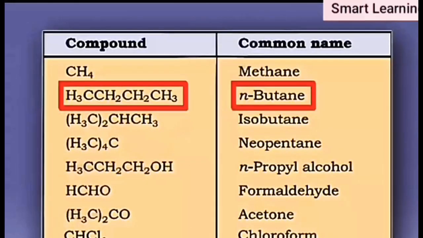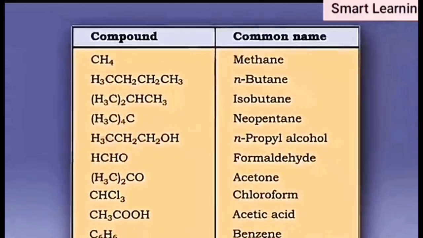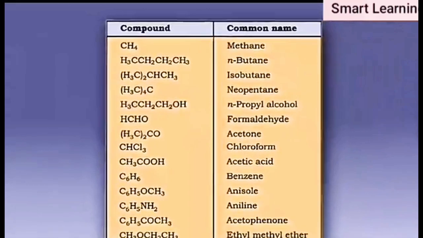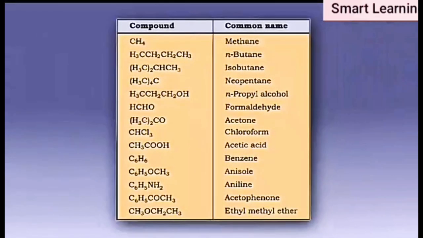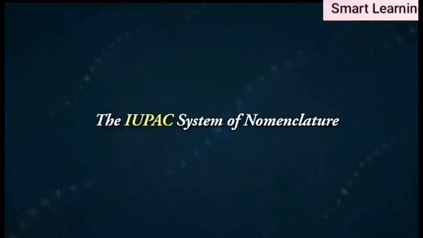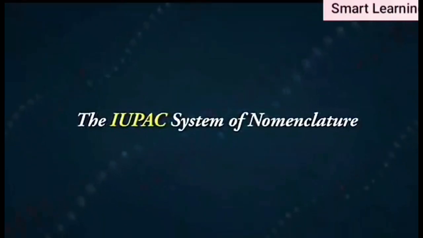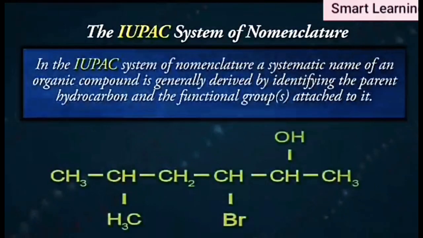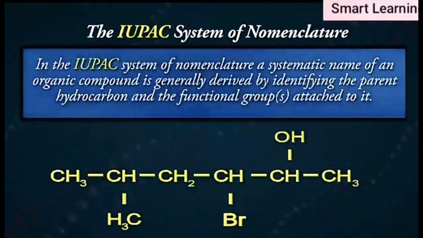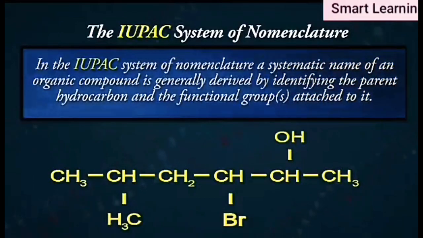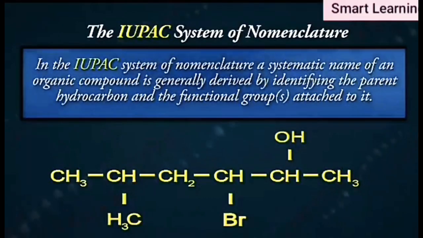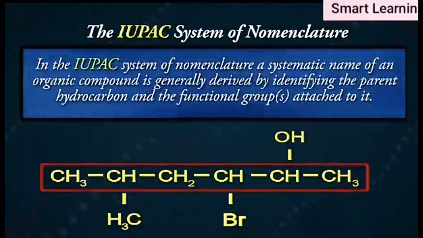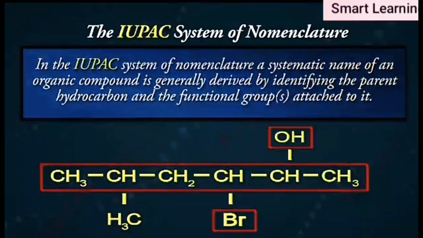C4H10 has the common name of n-butane, and so on. The IUPAC system of nomenclature. In the IUPAC system of nomenclature, a systematic name of an organic compound is generally derived by identifying the parent hydrocarbon and the functional groups attached to it.